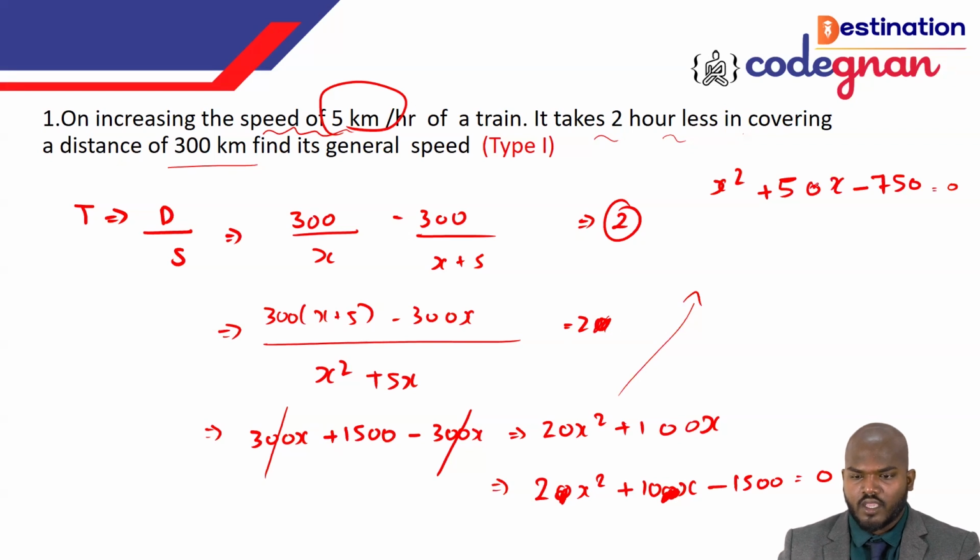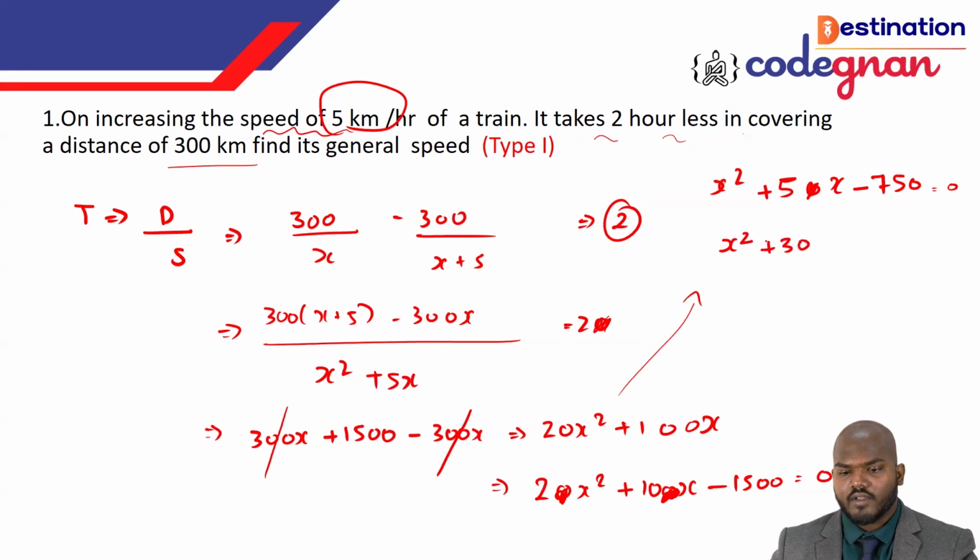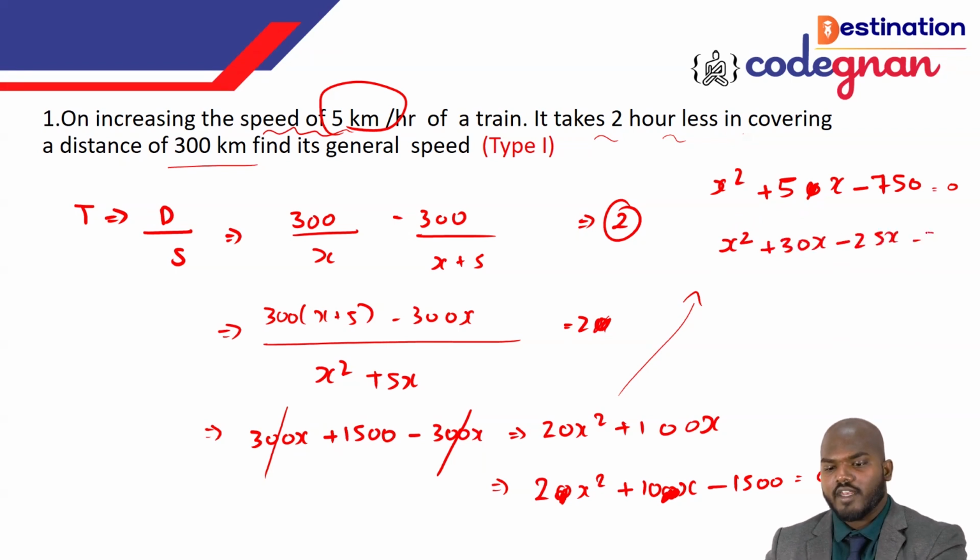In the 10x, if you take it up, it will be like this: x square plus 5x minus 750. We can call it here in this one. If you deal with this one, guys, we will get the value like x square, okay, x square, so plus 30x, because 30 times, and minus 25x, so minus 750.